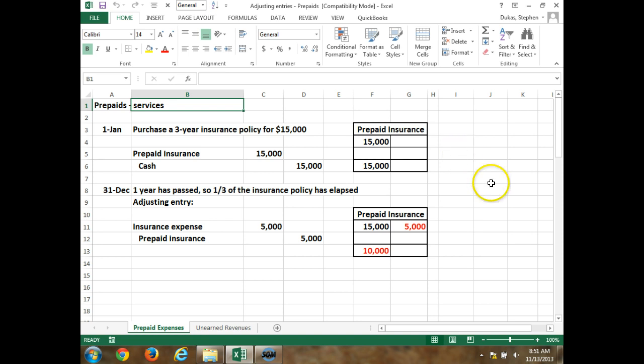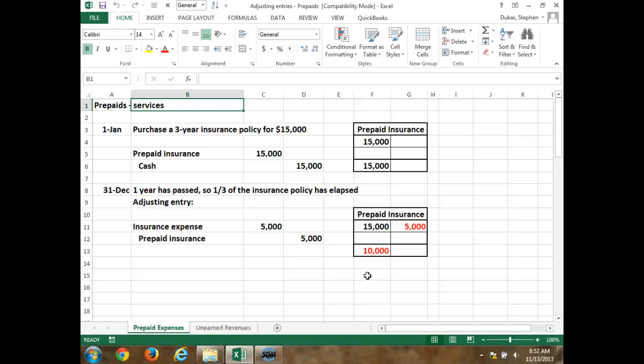On December 31st, 1 year has passed, which means that 1/3 of the insurance policy has elapsed. In this case, what we do is we expense 1/3 of the asset. We debit insurance expense and we credit prepaid insurance. Here we're crediting prepaid insurance. The new balance in prepaid insurance at the end of the year is $10,000. So we still have 2/3 of that asset remaining.